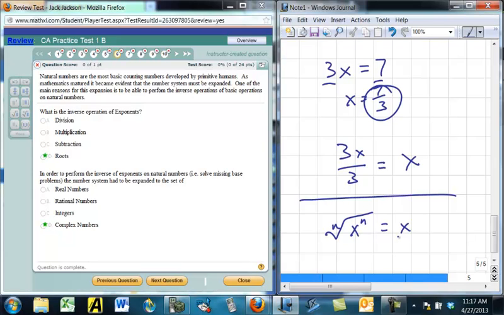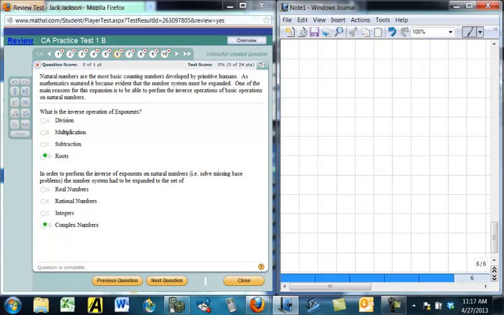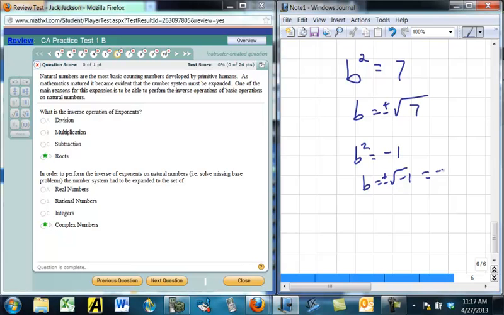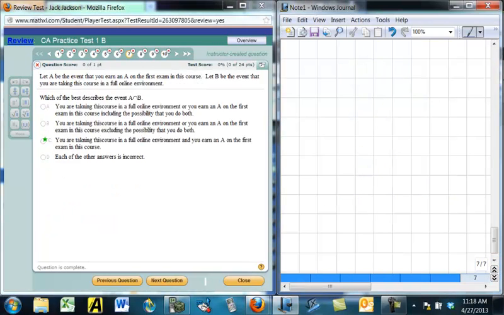Okay, and so we want to expand this to operations. What do we have to do? We have to be able to solve missing base problems. So a base to the second power equals 7. We have to be able to take a root, and that means we have to go to the real numbers there. But notice if we want negatives here, we also have to have our imaginary number here. So in general, we've got to have all the complex numbers for this.